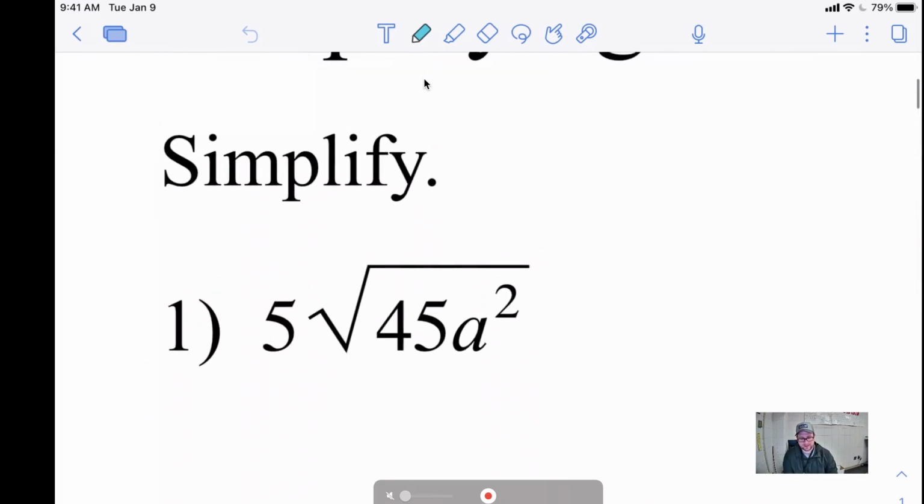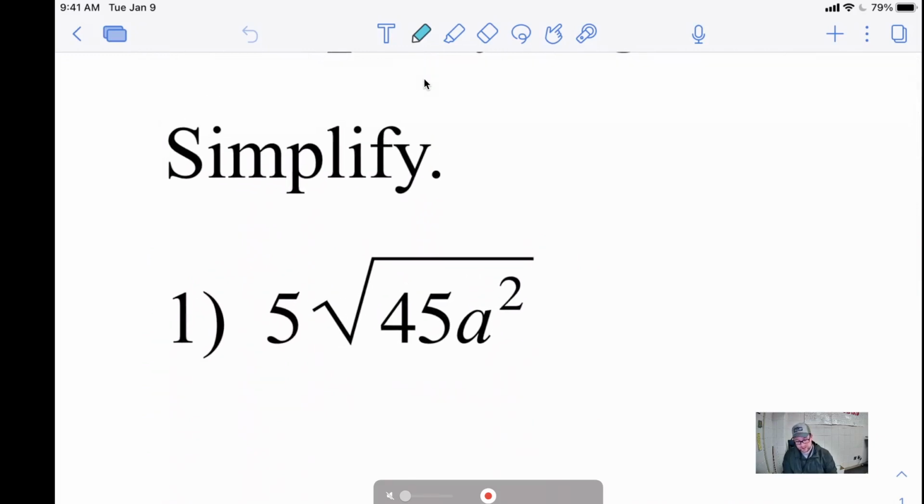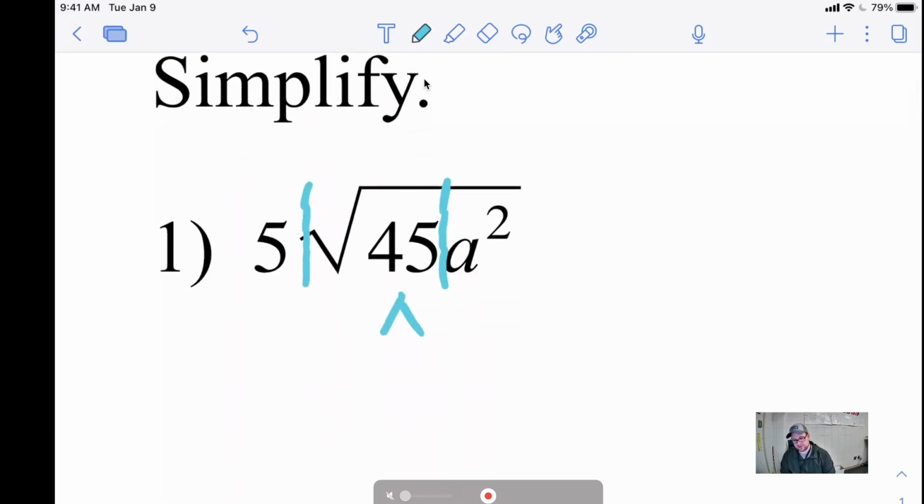Now, when we get to this problem, one thing we should hopefully notice about it is it kind of has a little bit of everything. It's got the number on the outside, it's got some variables to it, and it also has a number that needs to be simplified. So the way we're going to do it is we're going to break it into chunks. So I'm going to draw a little dividing line and a little dividing line. Let's start with the square root of 45.